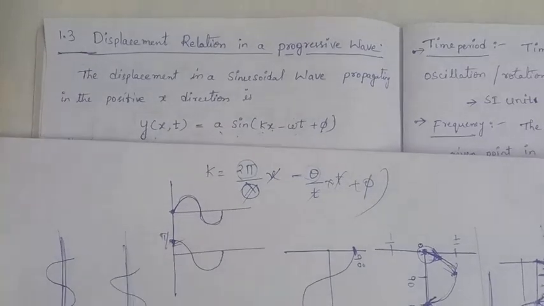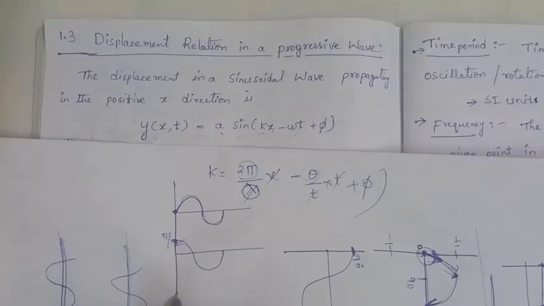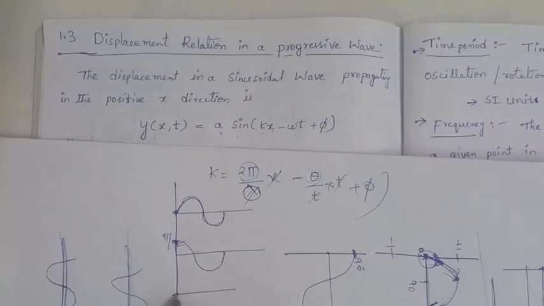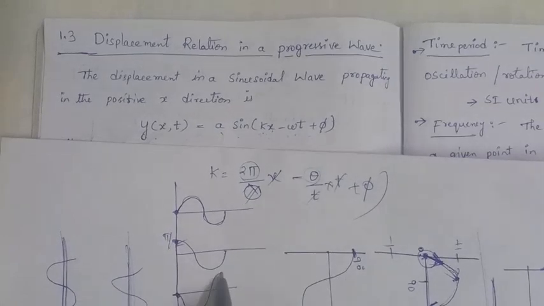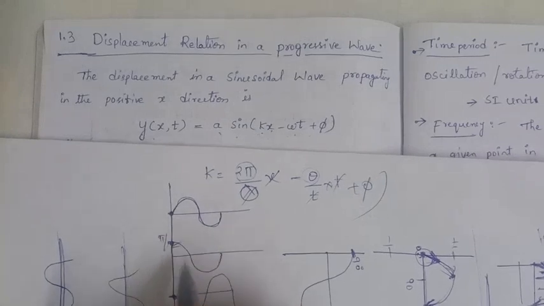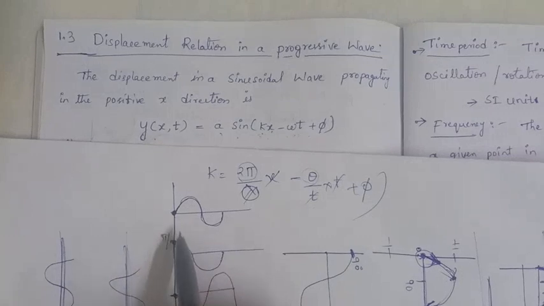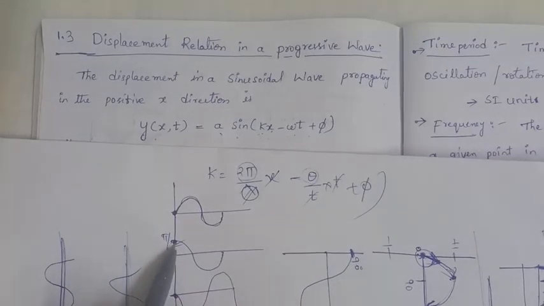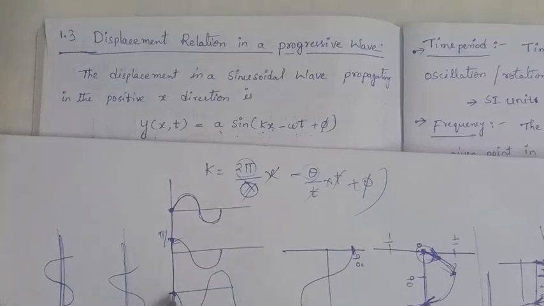Initial phase is equal to pi by 2. Like that you have to remember, and if the wave starts here, the initial phase is equal to pi, like this. Okay, you have to remember these values. So here it means 0, and here the initial phase is equal to pi by 2. Here it means pi when it starts.